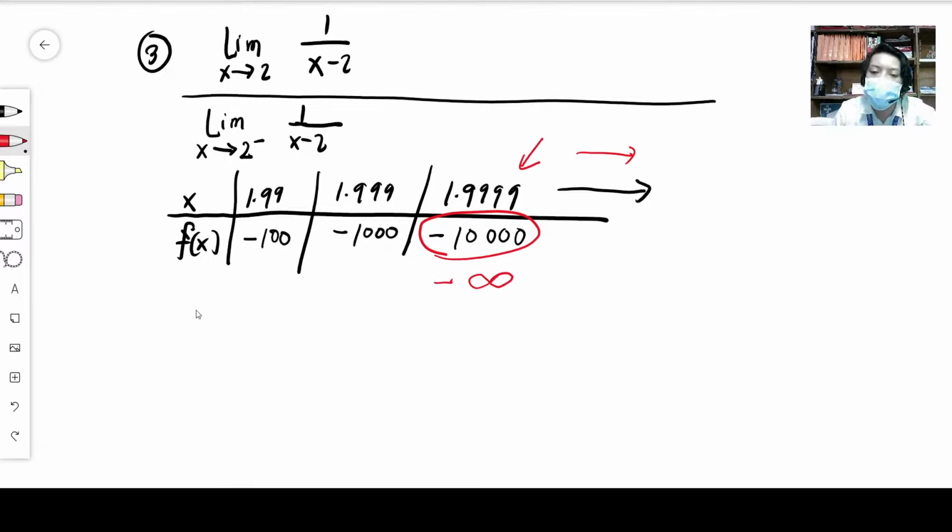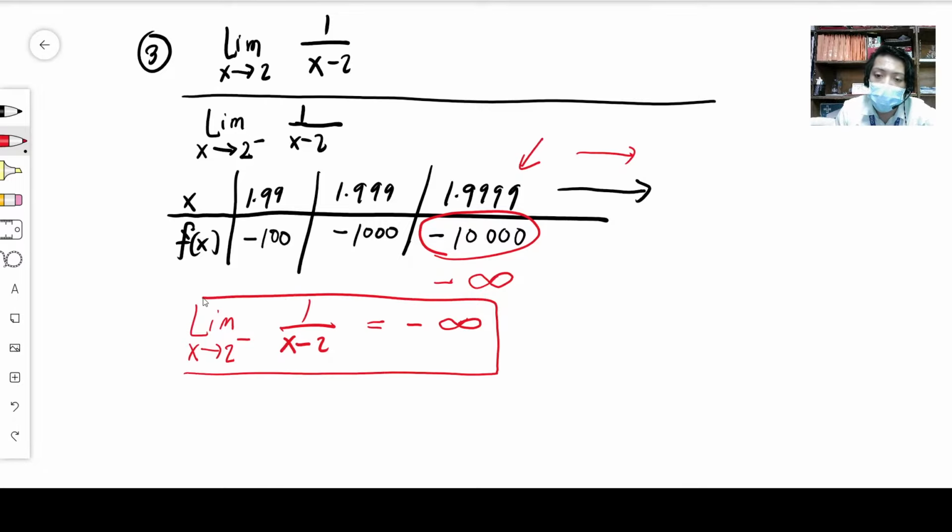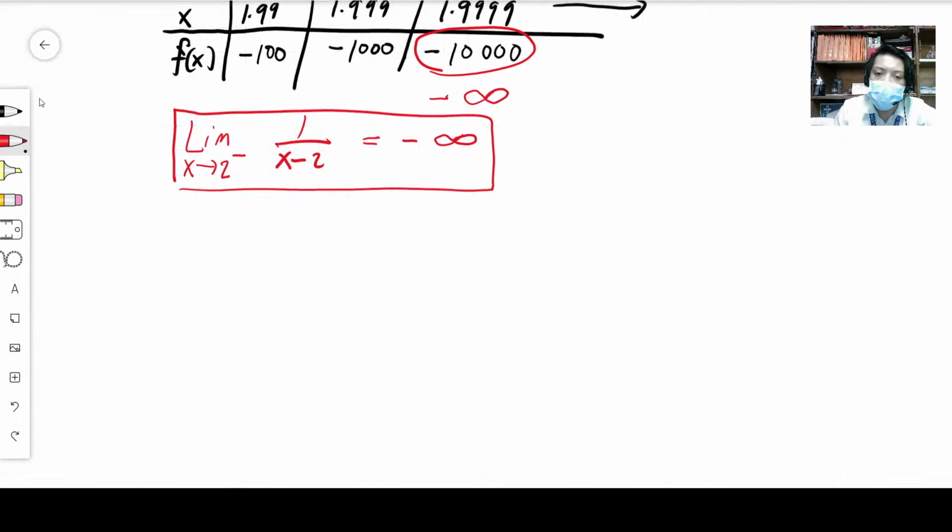So the limit of the function 1 over x minus 2 as x approaches 2 coming from the left is equal to negative infinity, a very large number. Okay, so this is your value for the left hand limit. Let us try to solve for the right hand limit.